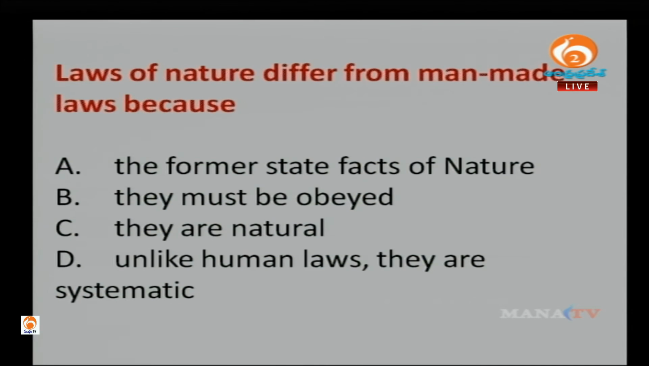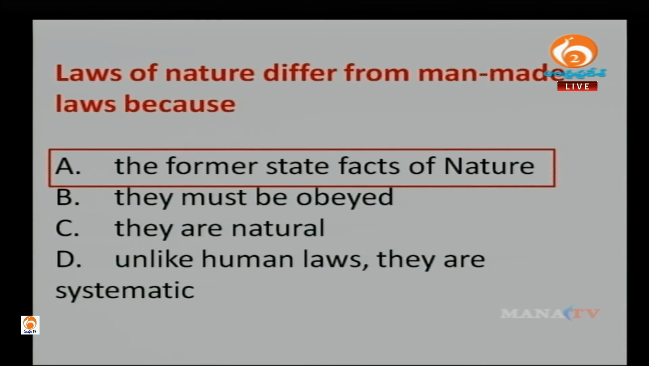Get your guesses. The former state facts of nature. Absolutely kada. So the former anadi first laws of nature. Laws of nature are nothing but nature ki related laws kada. So it is not related to man. Man anadi he has many other things that he does, but nature has various things that impact it, and that is the law of nature. Okay.